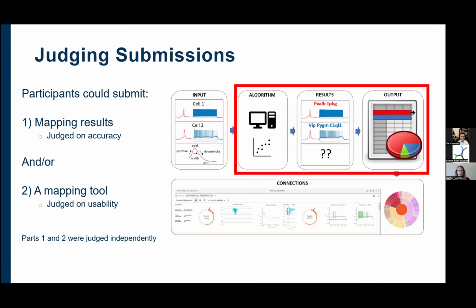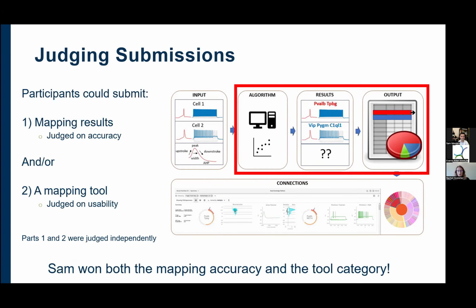And we'll be hearing today from Sam Mestern from Western University of Ontario. And Sam is a PhD student who won both of the categories. He won both the mapping accuracy, and his tool was also the most user-friendly. And we'll hear from him in the next minute or so about his submission and his experience with this data challenge.